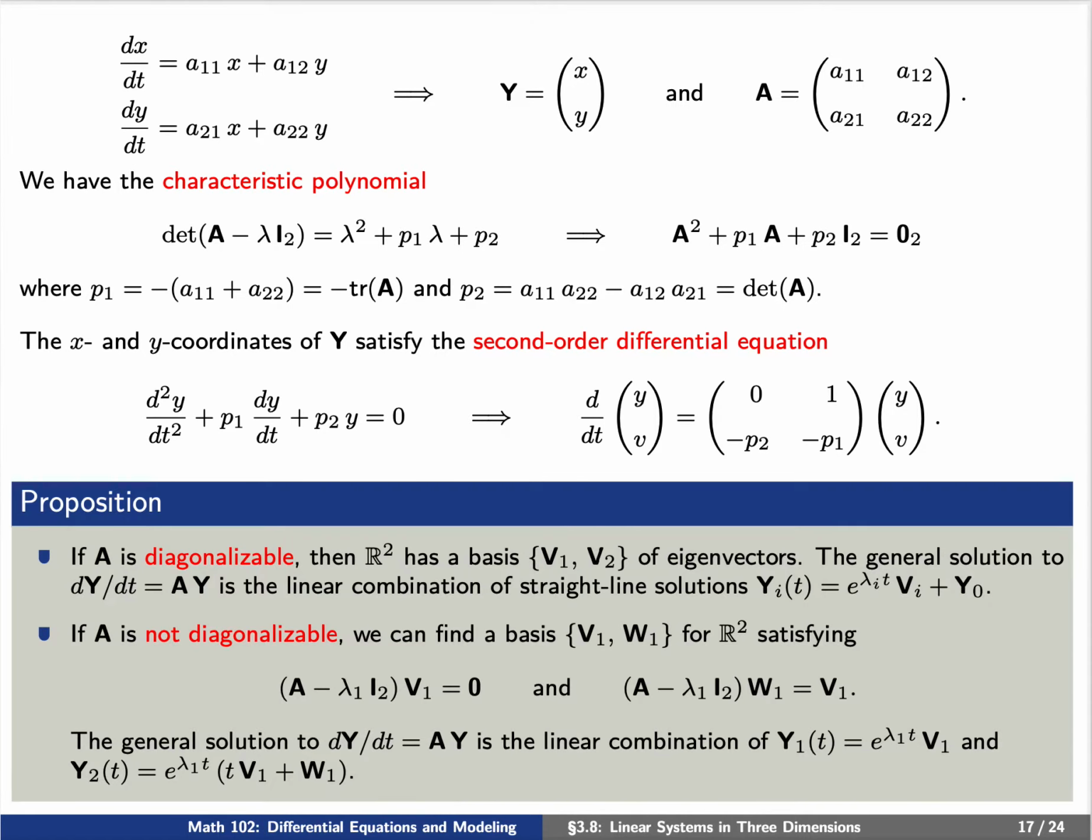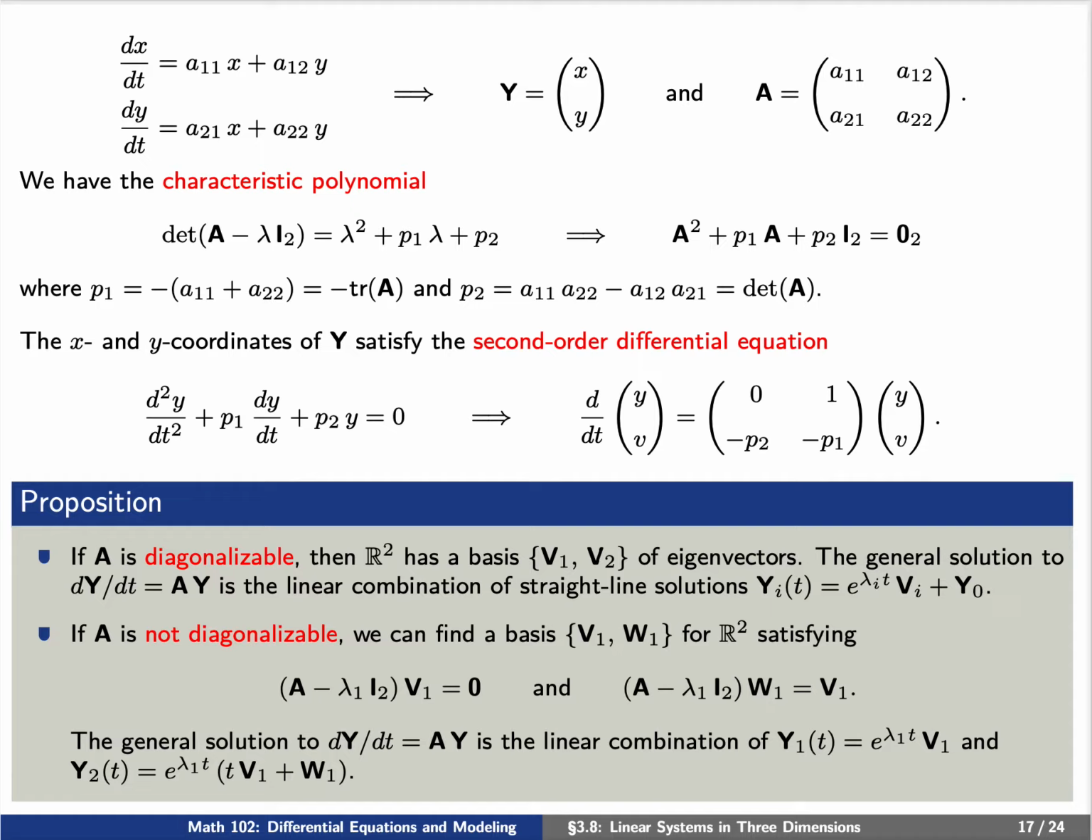If A is a diagonalizable matrix, then this means that R2 has a basis consisting of eigenvectors. Hence, we can write the general solution to our two-dimensional system as a linear combination of two straight line solutions. However, if A is not a diagonalizable matrix, then we cannot find such a basis of eigenvectors.